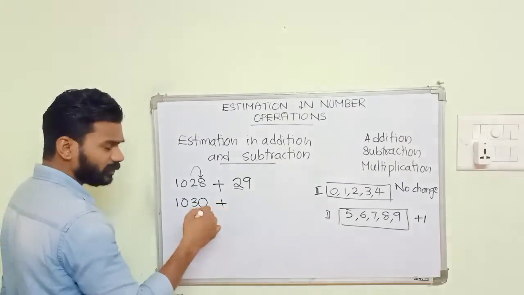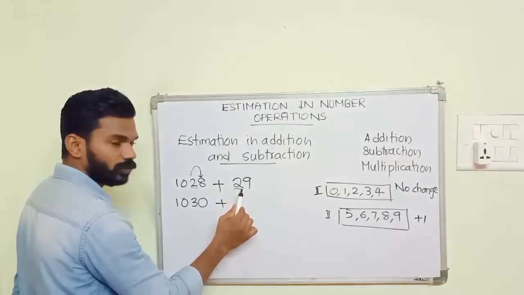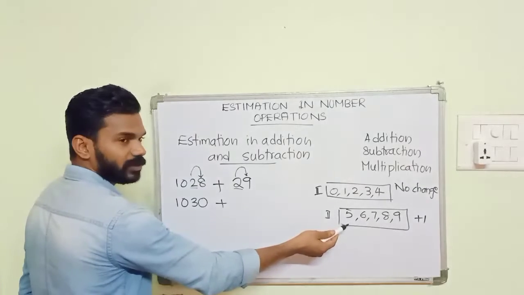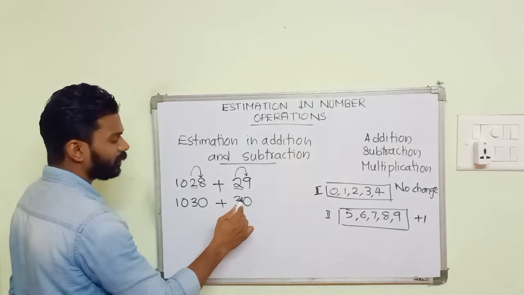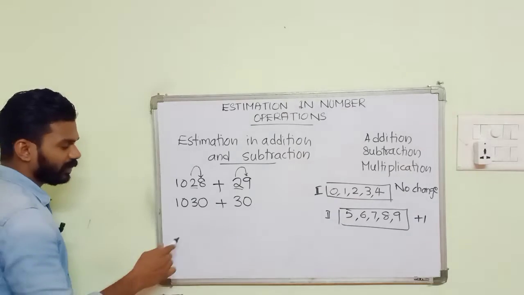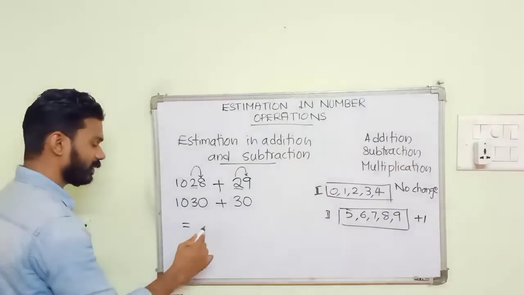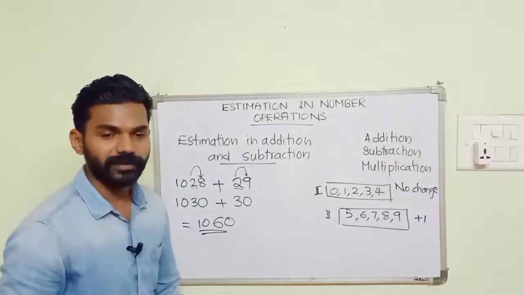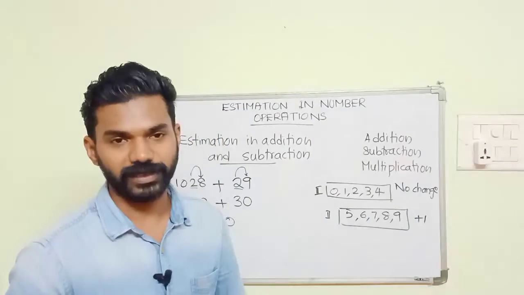Plus, again here, round off to the nearest 10, mark this 2. The next place is 9. 9 belongs to the second group. Again, this 2 has to be replaced with 3, and a 0. Now what will be the answer? 1030 plus 30. It will be 1060. So what we can write? The estimated sum will be 1060.